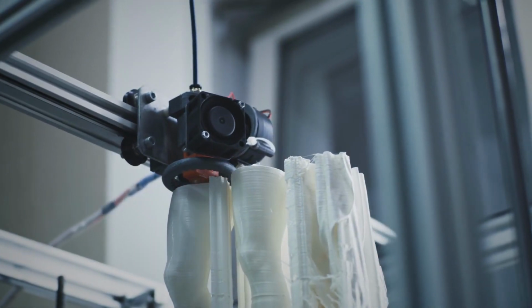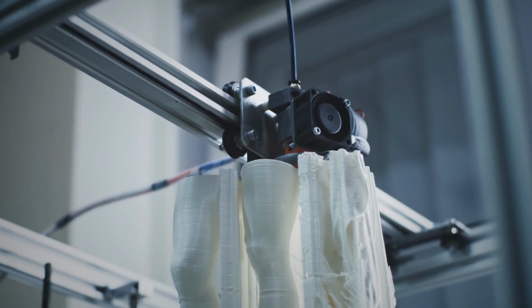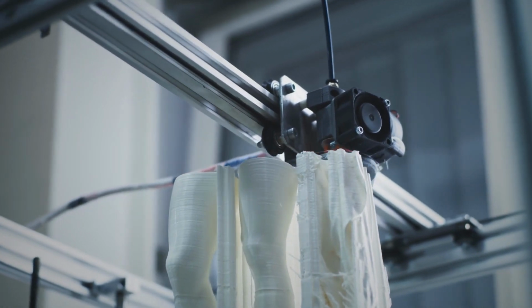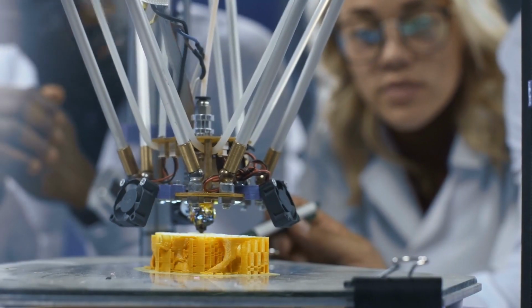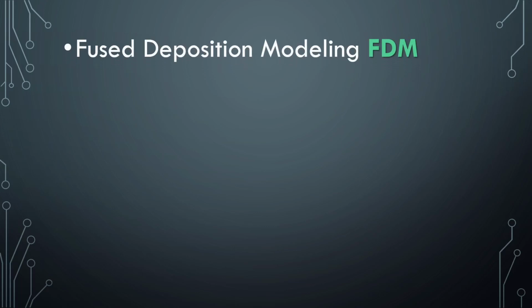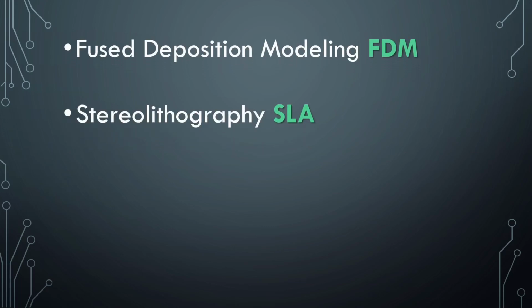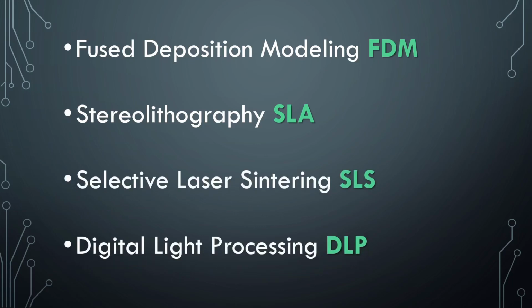But the thing is that there's not only one type of 3D printing technology. There are several types out there, and each type differs from the other in terms of the material used to build the model, its price, its speed in making the 3D model, and the industry it is used in. So let's go ahead and list the four main types of 3D printers: Fused Deposition Modeling or FDM, Stereolithography or SLA, Selective Laser Sintering or SLS, and Digital Light Processing or DLP.